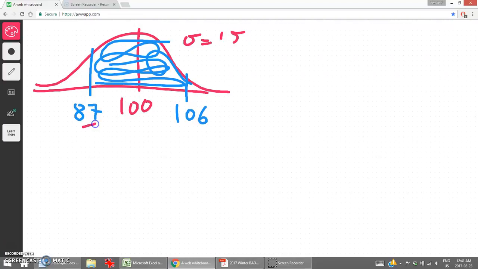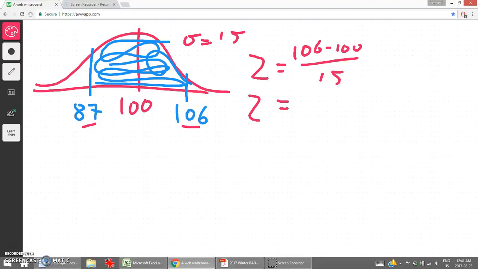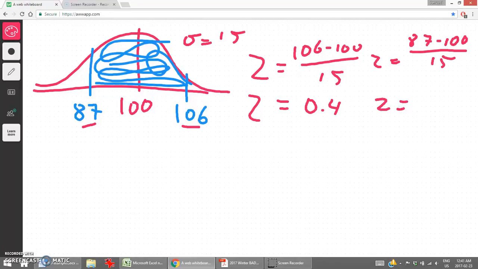So because there are two x values, there's going to be two z values. So we're going to calculate both z values. 106 minus 100 divided by 15. We get a z value of 0.4. And our second formula, we're going to get a z value equal to 87 minus 100 divided by 15. So we get a z value of negative 1.07. And that's negative because it's on the left side. So we have two z values. We're going to get two areas.